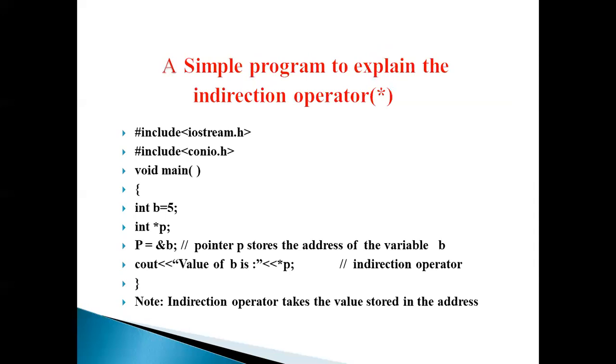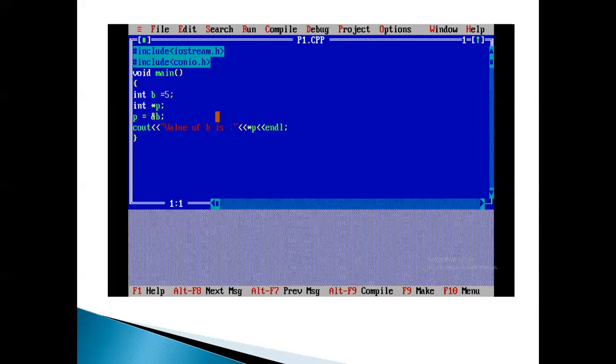Next one, a simple program to display the indirection operator. The same program, here we are using the indirection operator. So instead of the address, here the actual data will be displayed. See the program taken from the compiler. So the value of b is 5.